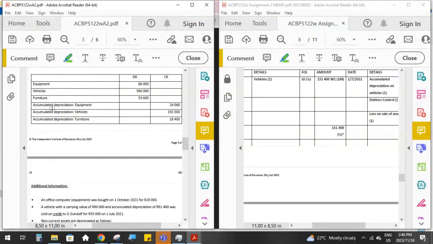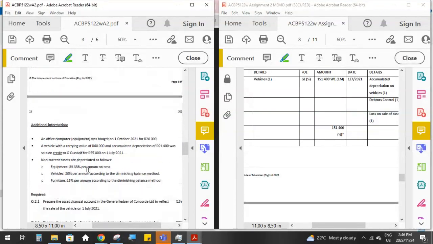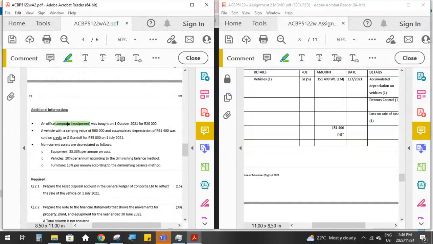So we've got 3 assets, equipment, vehicles, and furniture, with their cost accounts and their accumulated depreciation accounts. Additional information says that an office computer, which we must classify as equipment, was bought, so that's a new one, on the 1st of October 2021, so that's at some point in the middle of the year, and we paid 20,000 for it. And then in addition to that, a vehicle with a carrying value. So carrying value means its original cost minus its accumulated depreciation is 60,000. And it has got accumulated depreciation of 91,400.